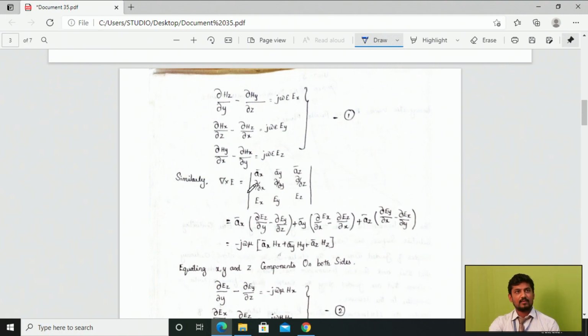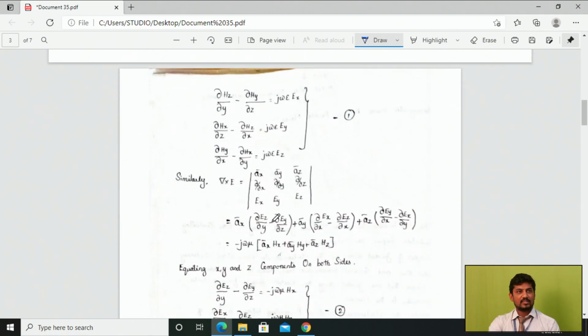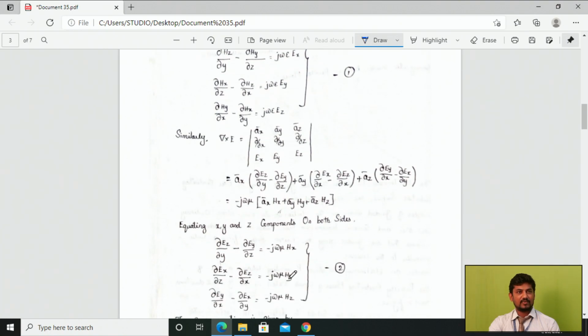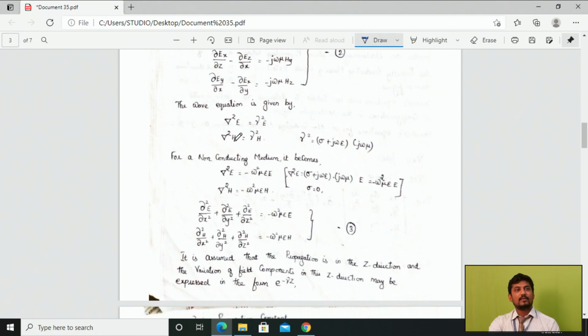Similarly, del cross E in matrix form and the formula from the Maxwell equation, minus j omega mu H. With the help of these two equations we will get equation number 2, and for equation number 3 we will get the wave equations, that is del square E is equal to gamma square E. Del square we can write like this: dou square E by dou x square, plus dou square E by dou y square, plus dou square E by dou z square. On the right hand side, minus omega square mu epsilon E. Similarly, we can write del square H also. This is equation number 3.